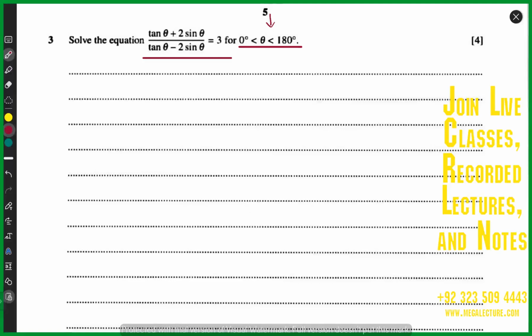So let's get started. First of all, I am going to take this tan theta minus 2 sine theta on the other side, and this would give me tan theta plus 2 sine theta equals 3 multiplied by tan theta.